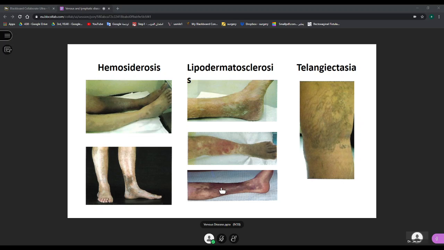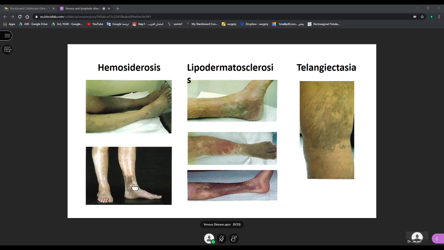Yes, Abdul Karim. So is it associated with itching? Yes, itching and pain. These are the classical symptoms of varicose veins and the complications of venous disease.